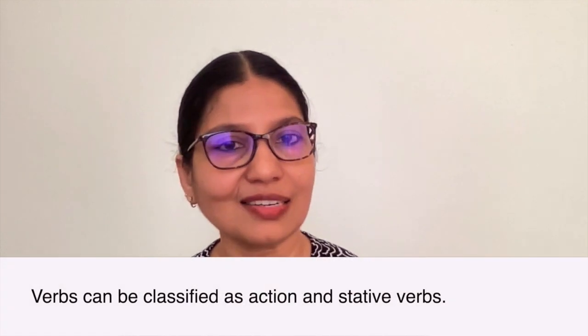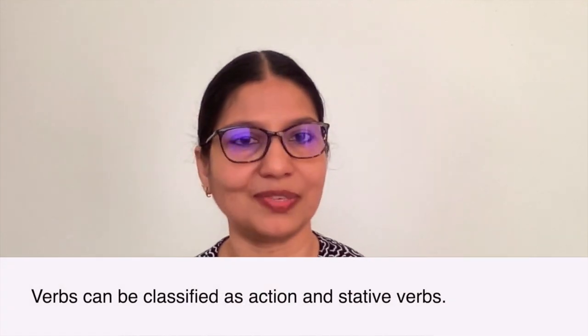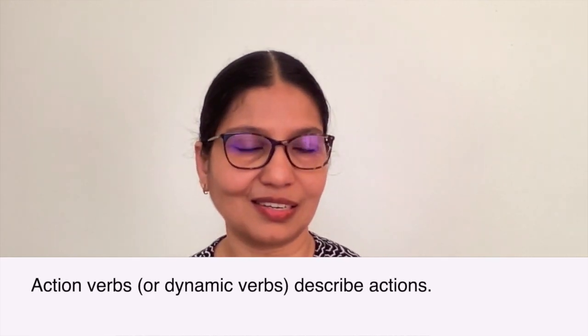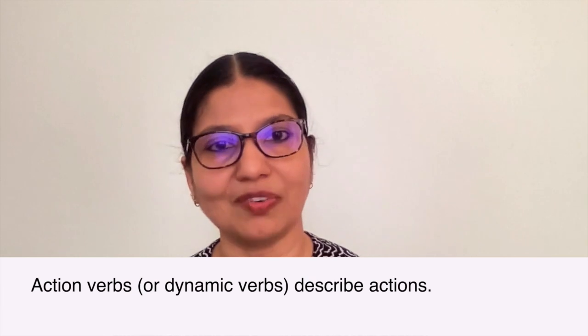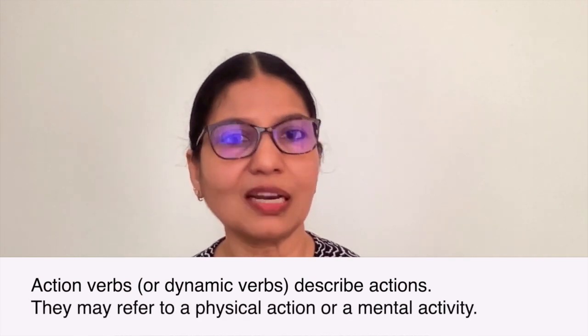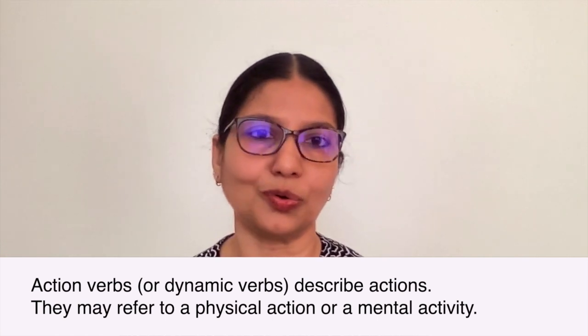Now let's talk about the different types of verbs. In fact, verbs can be classified in several ways, and one way of classifying them is as action verbs or stative verbs. An action verb, as the name suggests, is a word that describes an action. They are also called dynamic verbs, and they typically denote any physical action or a mental activity which is done or controlled by a doer in the sentence, and we call this doer the subject.